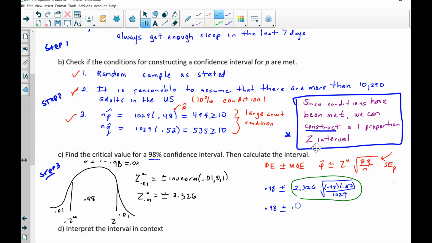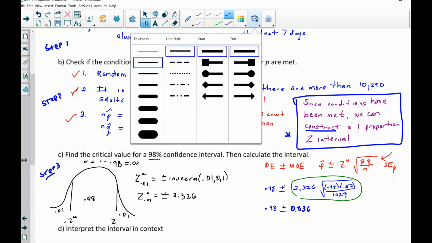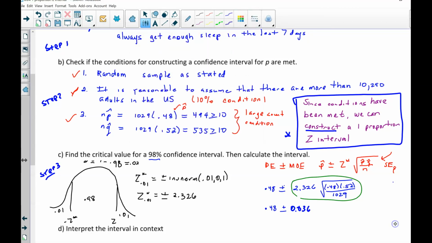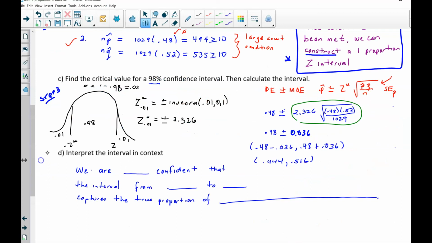So now we want to actually calculate the confidence interval, which is 0.48 minus 0.036. That's the lower limit, or the lower bound rather. And this is 0.48 plus 0.036. So the lower bound becomes 0.444, and the upper bound is 0.516.